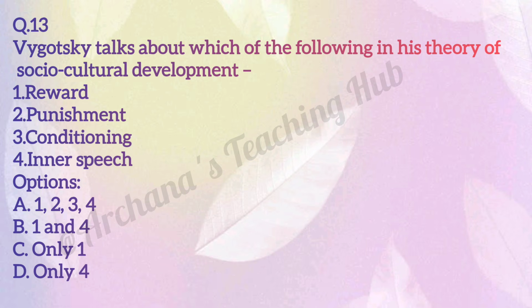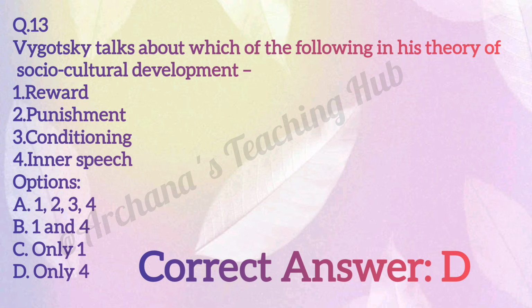Question number 13. Vygotsky talks about which of the following in his theory of social cultural development? Correct answer is option D. Only 4. 4 is inner speech. Inner speech is a key concept in Vygotsky's theory.